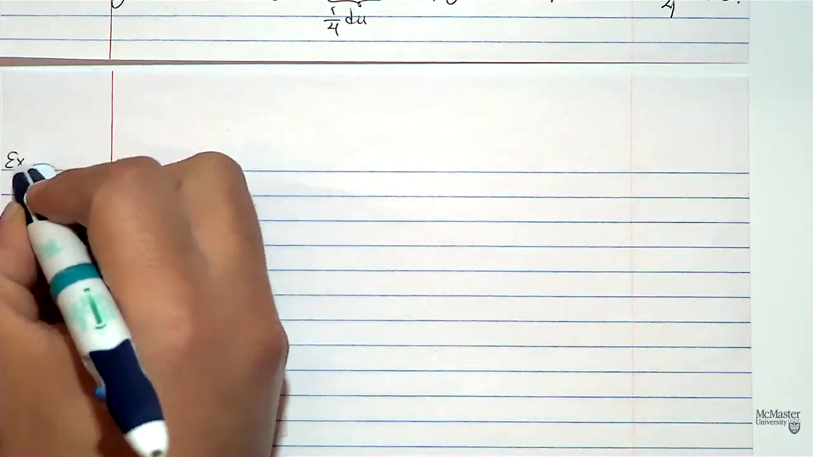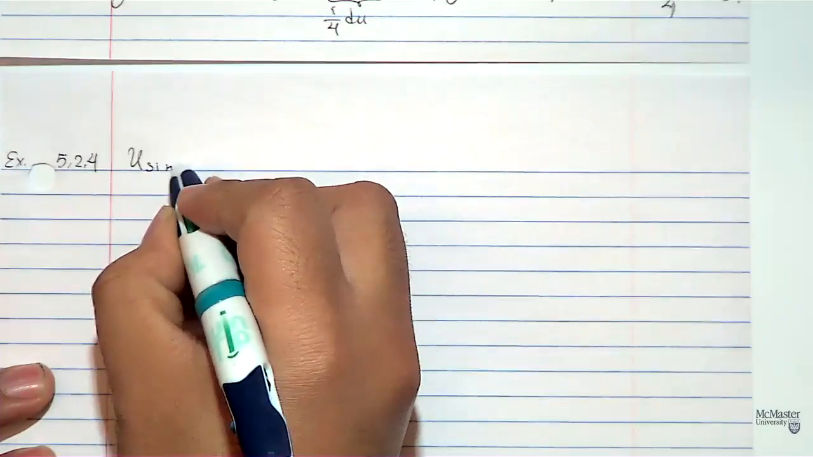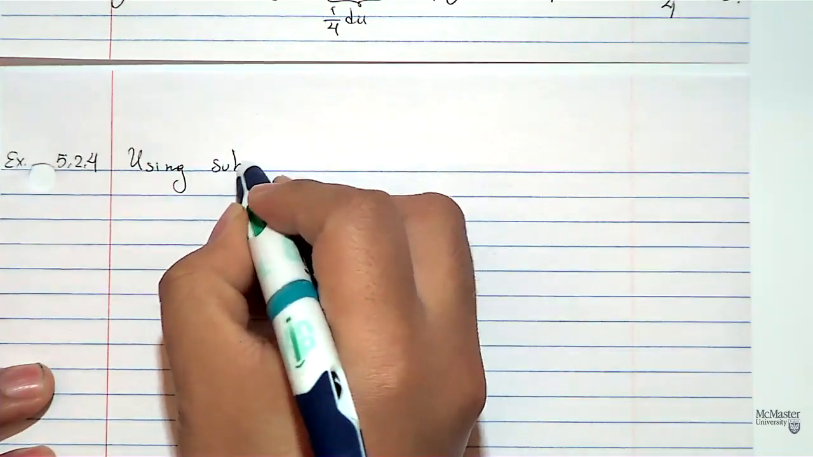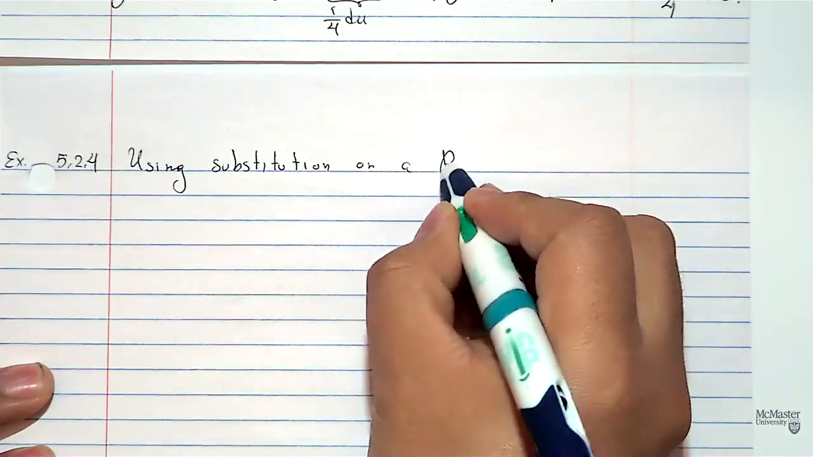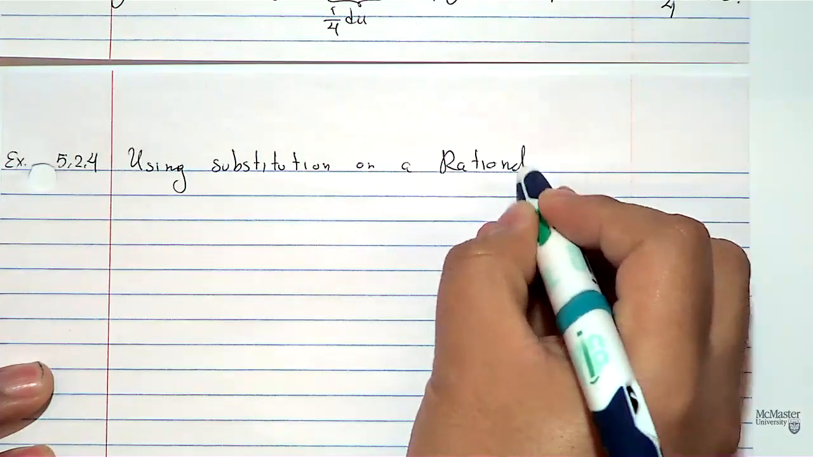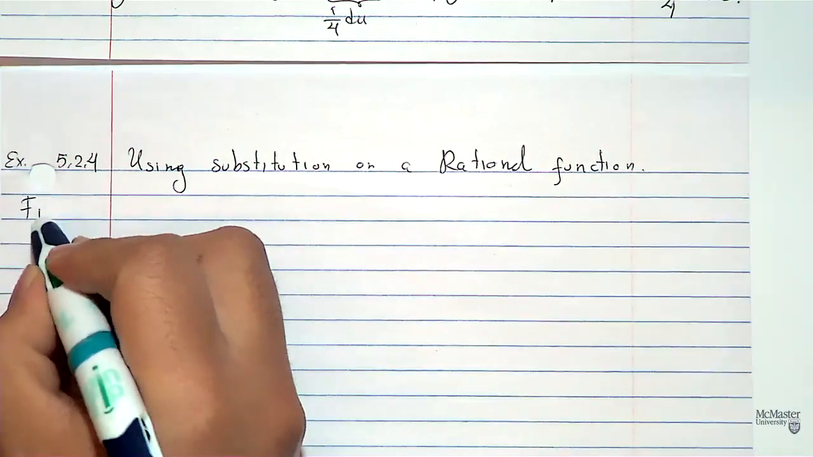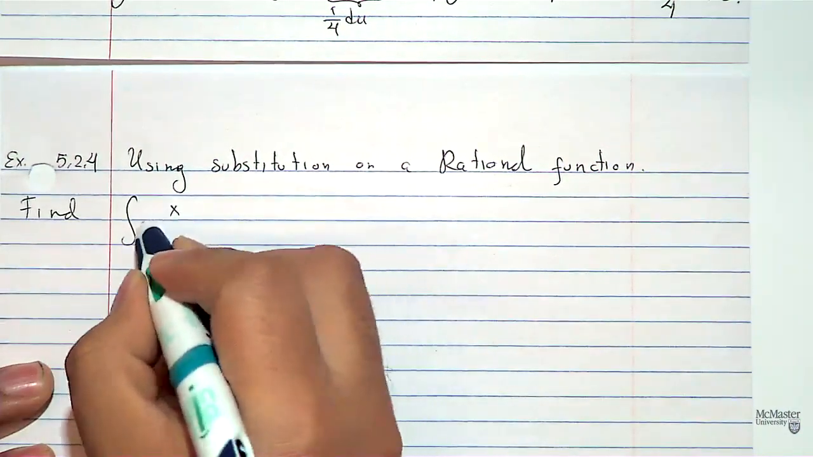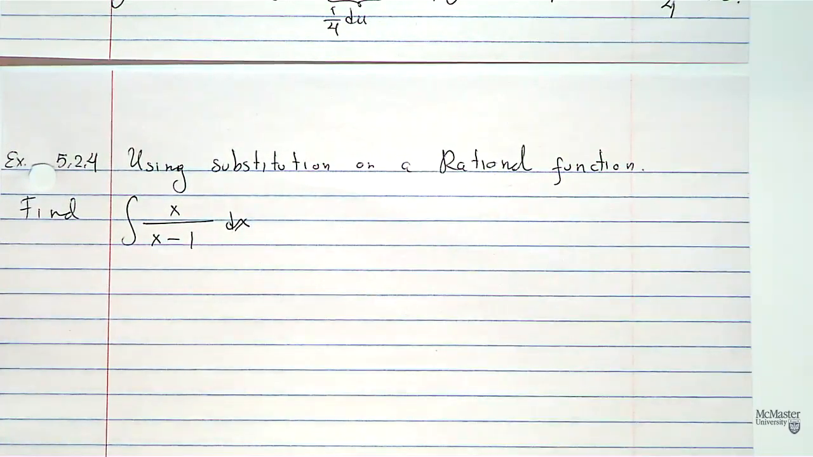The next example is 5.2.4, which is related to using substitution and a rational function. So now the problem is to find the integral of this function, x divided by x minus 1 dx.